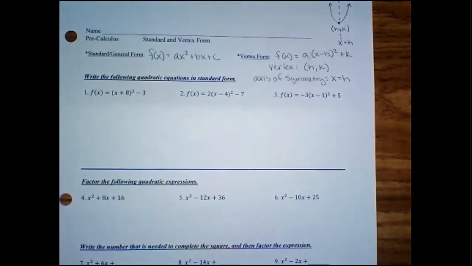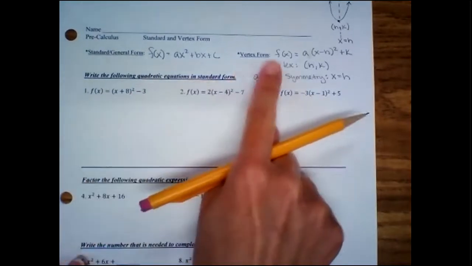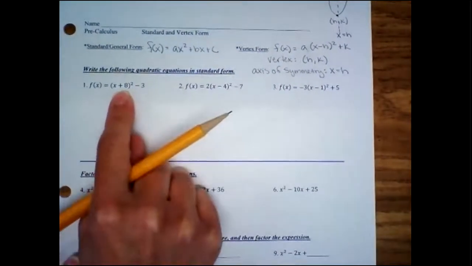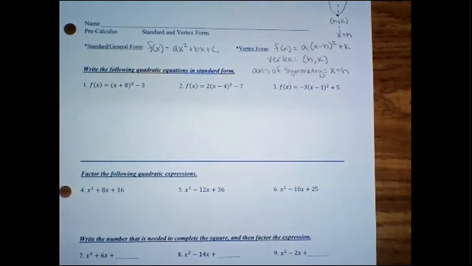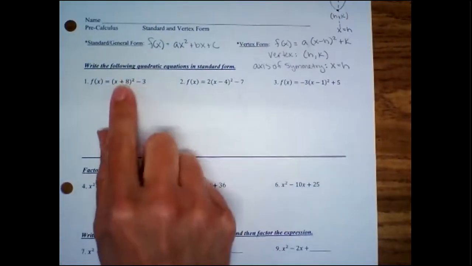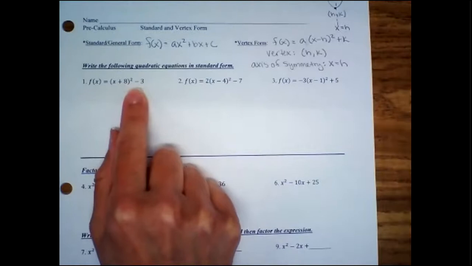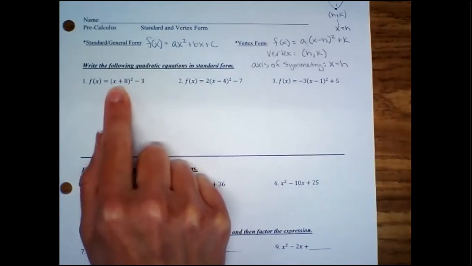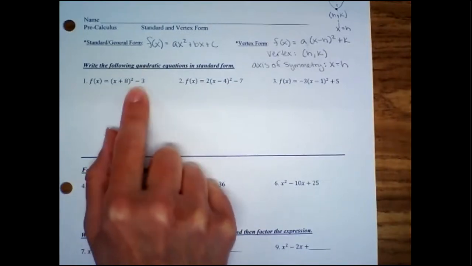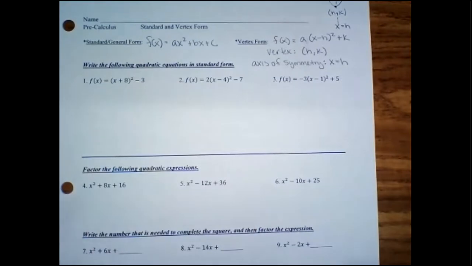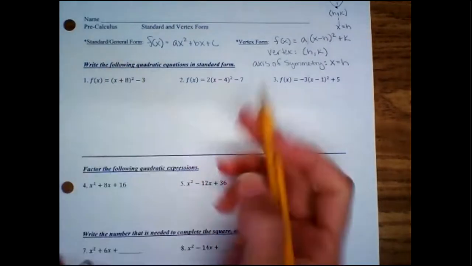So 1, 2, and 3, it says write the quadratic equations in standard form. So right now they're in vertex form. And actually, let's go ahead and state the transformations. It's not asking that, but I'll throw that out there. How did this one get shifted? Left 8, good, and then down 3. So your vertex would be -8, -3. Are you following me there? Like, okay. But what we're going to do is rewrite it in standard form.